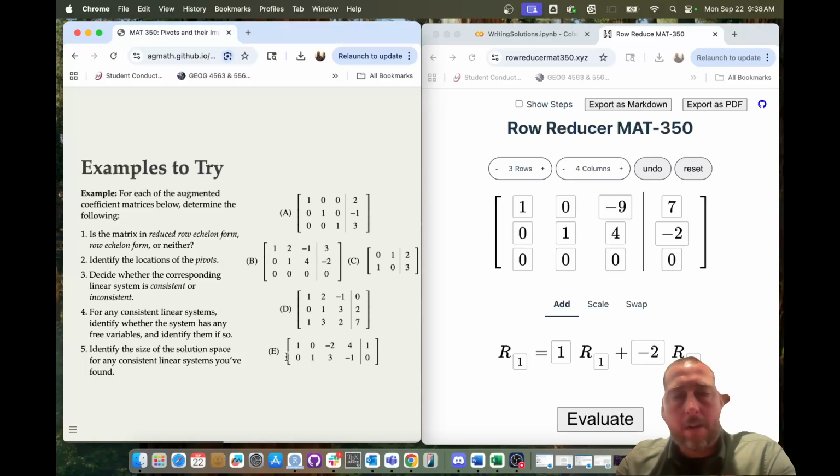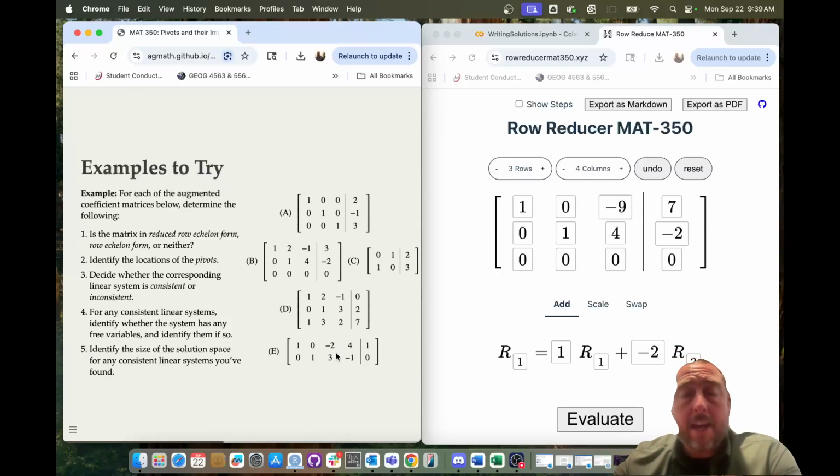In E, I have a scenario where it's got to be either the case that I have no solutions or infinitely many solutions, because I'm limited in the number of pivots I can have. I have only 2 rows, so at most I can have 2 pivots here. But I've got 1, 2, 3, 4 variables. And so at most I can have 2 basic variables and I'd be left with 2 free variables.